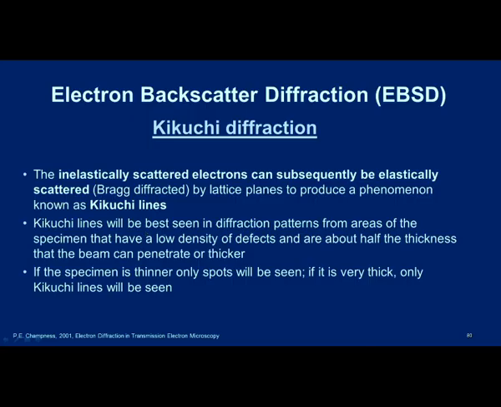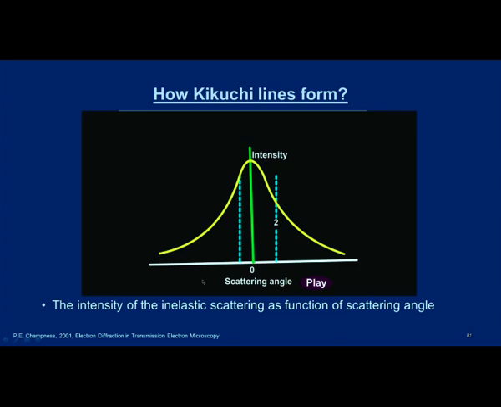And Kikuchi lines will be best seen in the diffraction patterns from the areas of the specimen that have a low density of defects and are about half the thickness that the beam can penetrate or thicker. You need a thicker sample, and if the specimen is thinner, only spots will be seen. If it is very thick, only Kikuchi lines will be seen. Of course, this is with respect to transmission mode. We will also discuss this when we go to the appropriate section, and this is how it has been interpreted, how Kikuchi lines are forming.